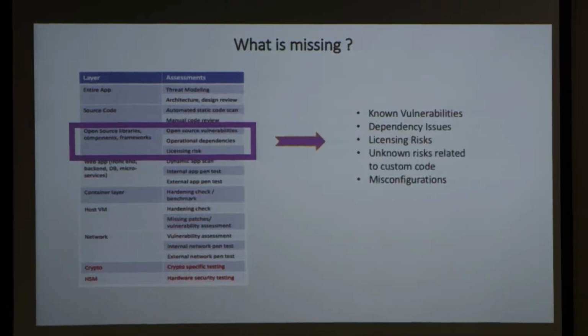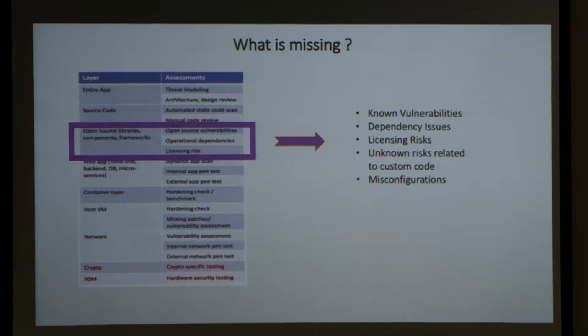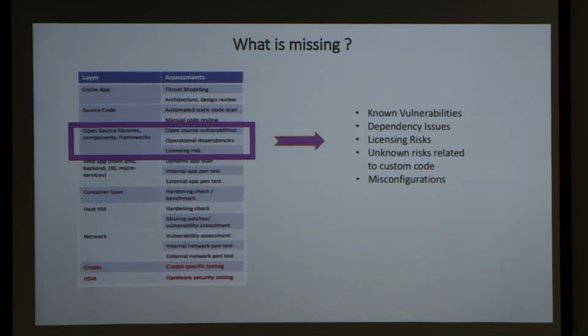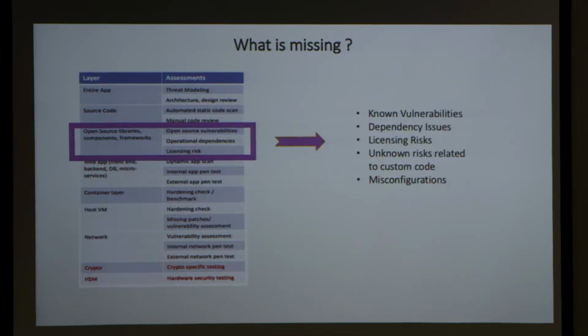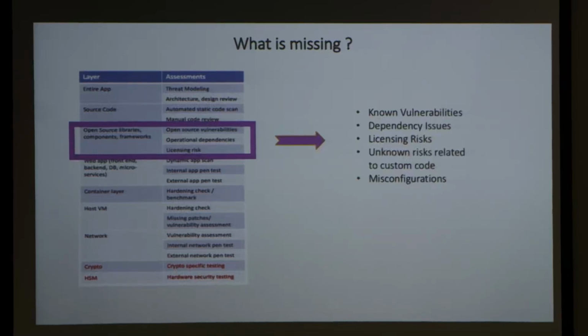So what we need to do, besides finding known vulnerabilities, dependency issues, and licensing risk, is find out what unknown vulnerabilities might have been created in the custom code that our developers have written on top of libraries. The CVE database will tell you what the known vulnerabilities are, but we don't know what vulnerabilities are in the custom code on top of the library. And of course, misconfiguration.